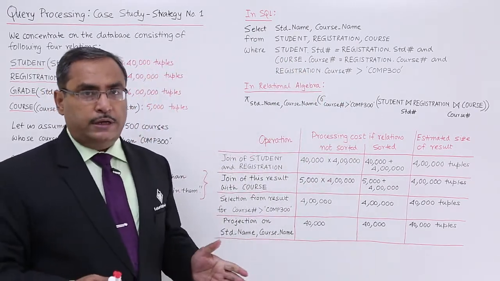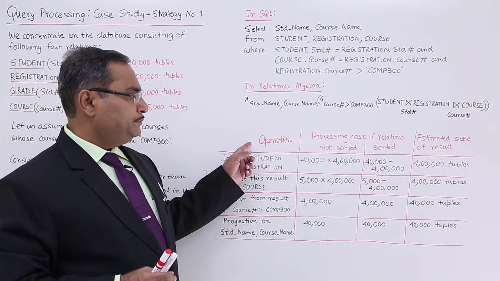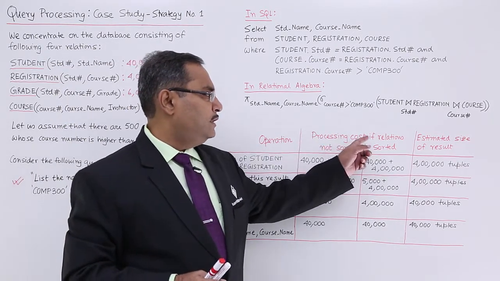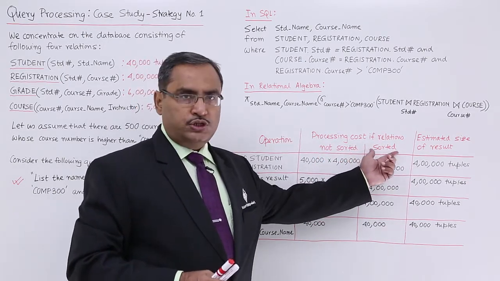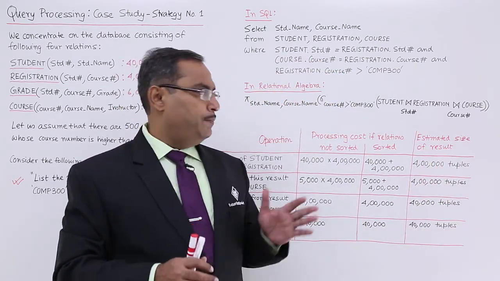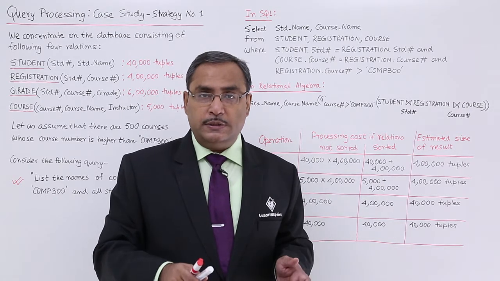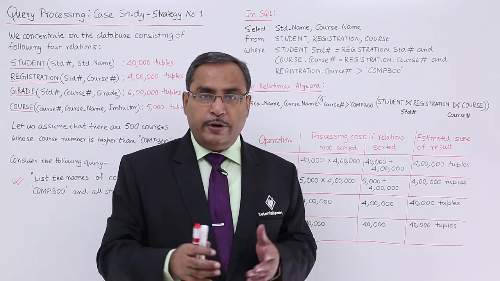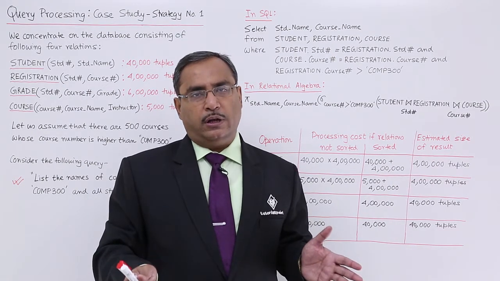Now let us calculate the complexity. So here we are having operation, processing cost if the relations are not sorted, another version is sorted, and estimated size of the result. So we have made this particular table to calculate the complexity. That means how many tuples are getting generated during runtime within the memory of this particular query.